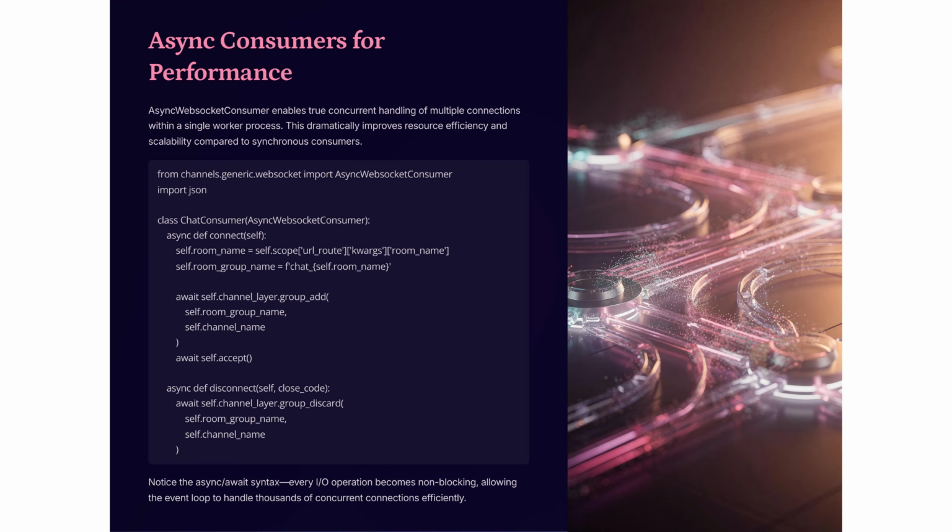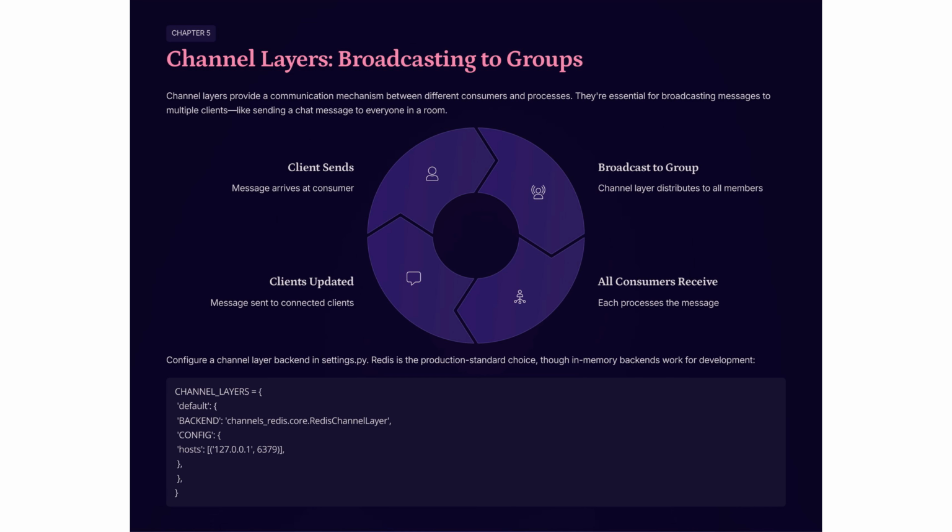In the chat consumer example, connections join a room group using group_add and leave with group_discard. This approach significantly enhances scalability and resource efficiency, crucial for high concurrency applications. Channel layers enable efficient communication between consumers, crucial for broadcasting messages to multiple clients. Configure a channel layer backend in settings.py using Redis for production.